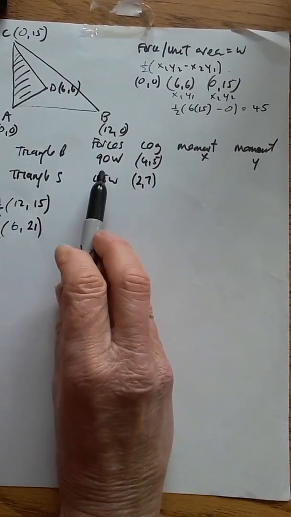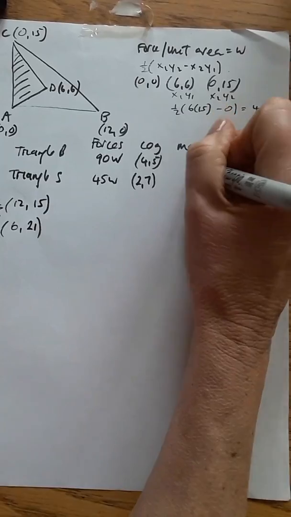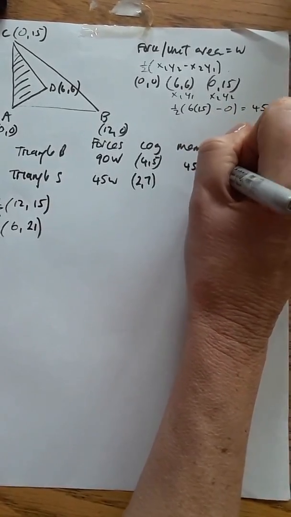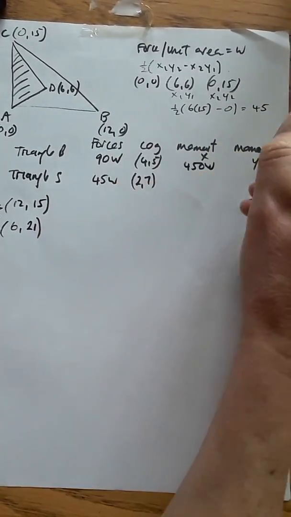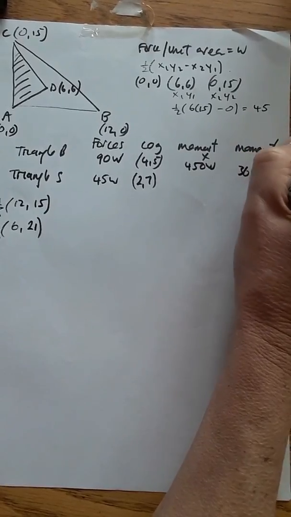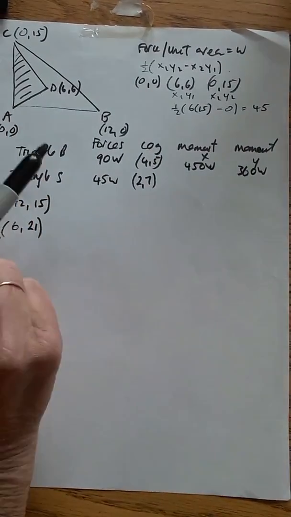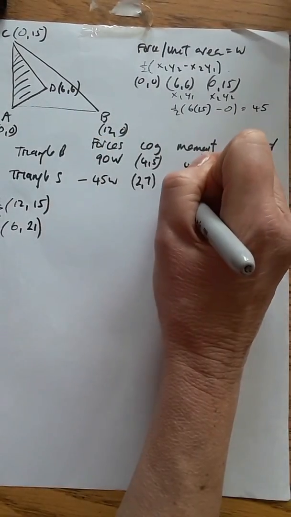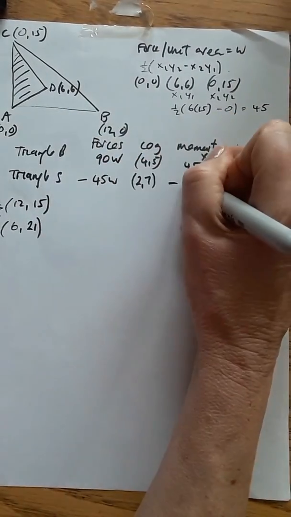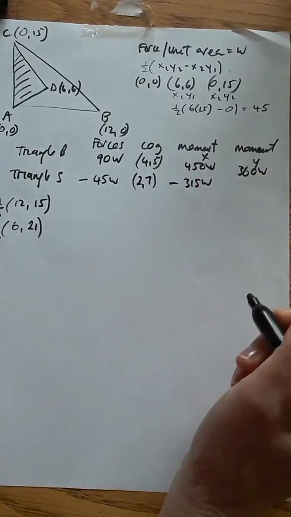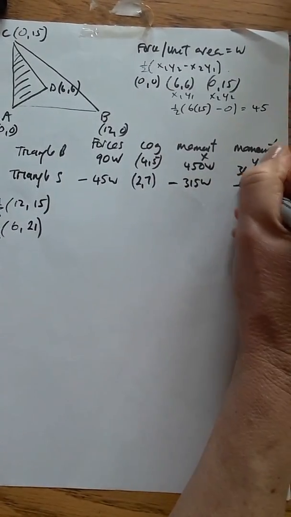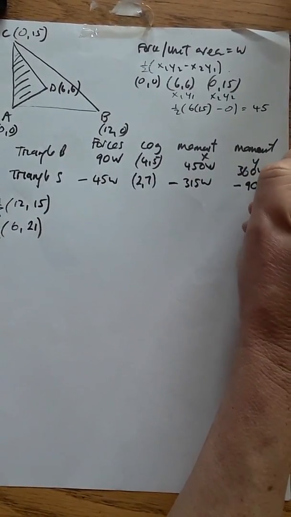Okay, let's do the moments about the x-axis. 90 by 5 will give me 450W. 90 by 4 will give me 360W. Now this small triangle is being removed, so it's minus that small triangle. So this will be minus 45 by 7 is 315W, and 45 by 2 is minus 90W.